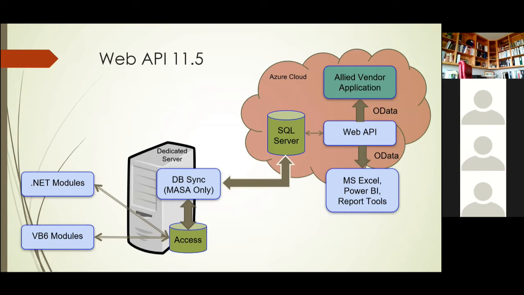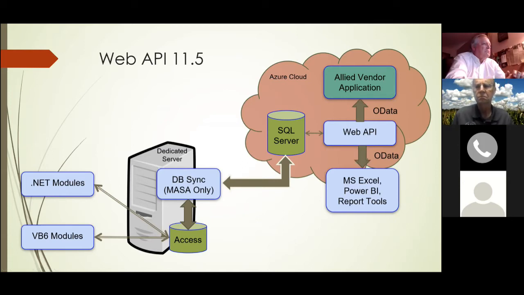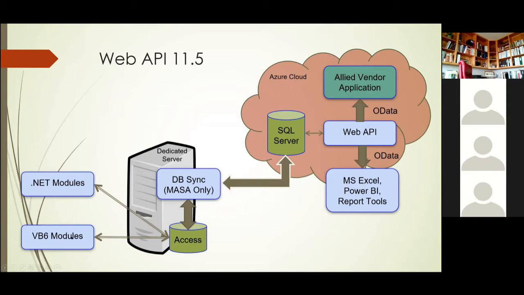I want to talk a little bit about the Web API, which may interest some folks, as you might have use for the functionality. What we're doing on the local system, this dedicated server, which is either on a campus where you're at today, or it's at your location, you're running the current system, which is a mixture of .NET modules and VB6 modules. And you're using an access database for the SQL tables. We're going to have a DB sync process that copies data back and forth between access on the local server up into the SQL Server database on the cloud.